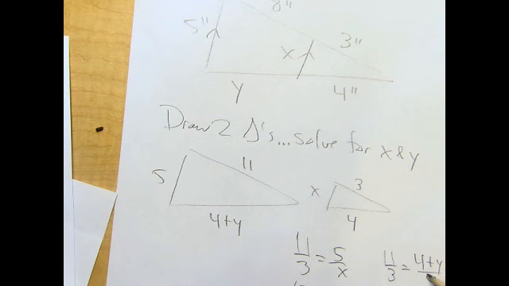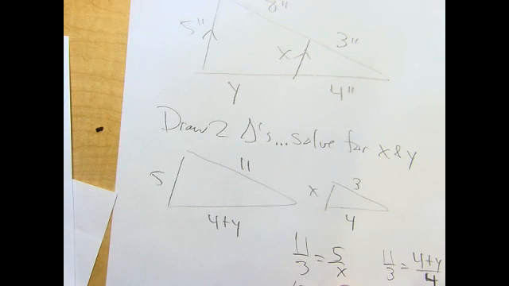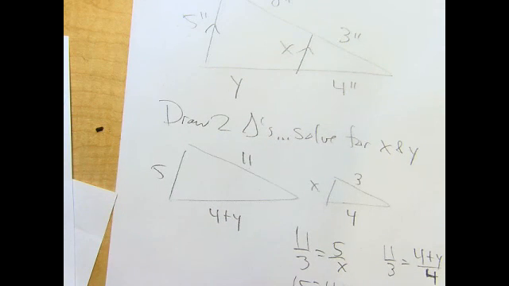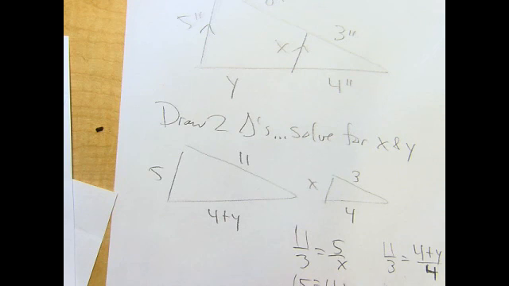What did I screw up? Oh, this is a 4. This is not a 12y. Sorry. So 44 equals 12 plus 3y. Make sure you distribute to both. Minus 12 on each side. 32 equals 3y. Okay. Should have got y is 10 2/3.